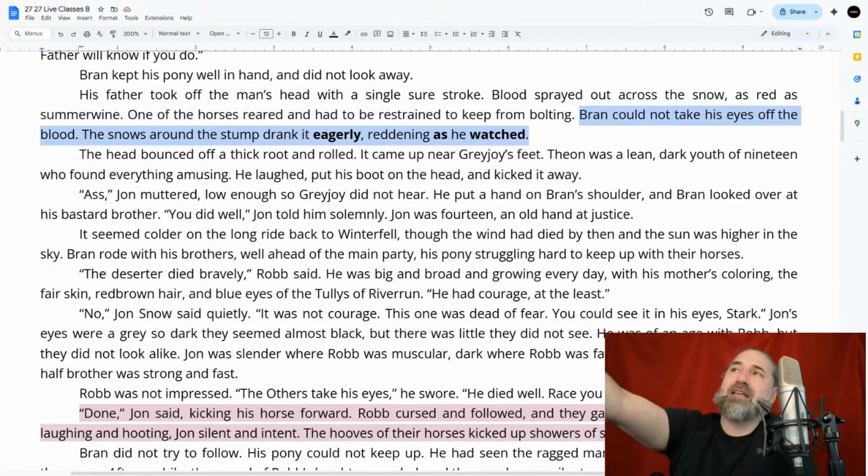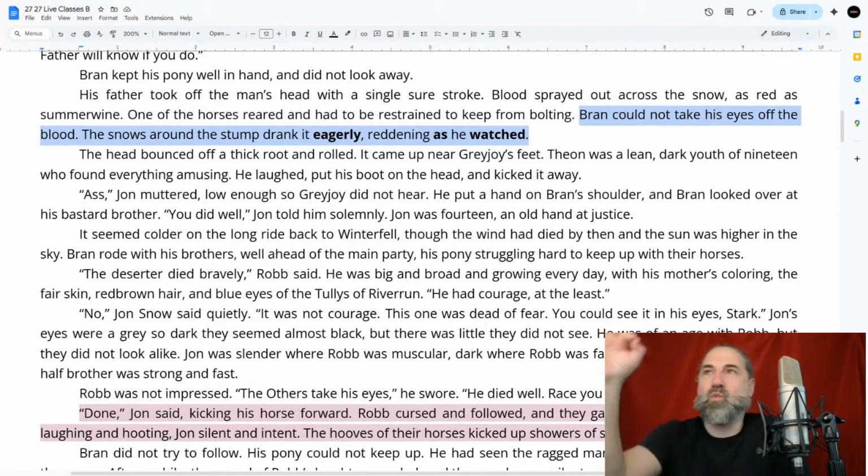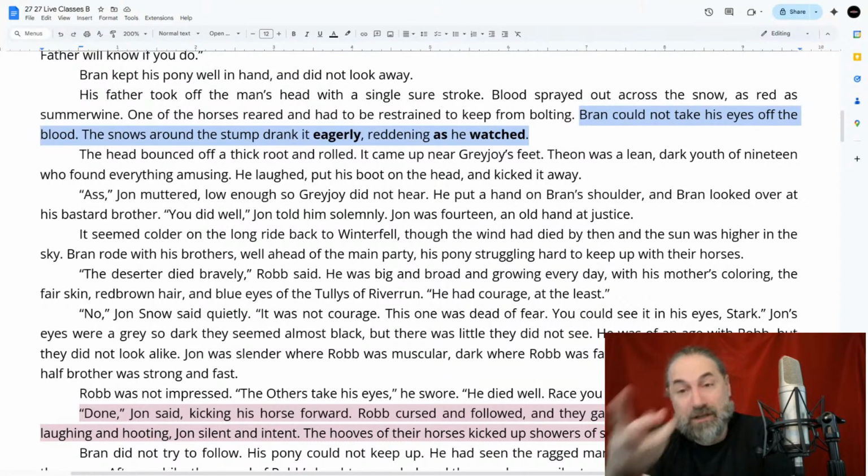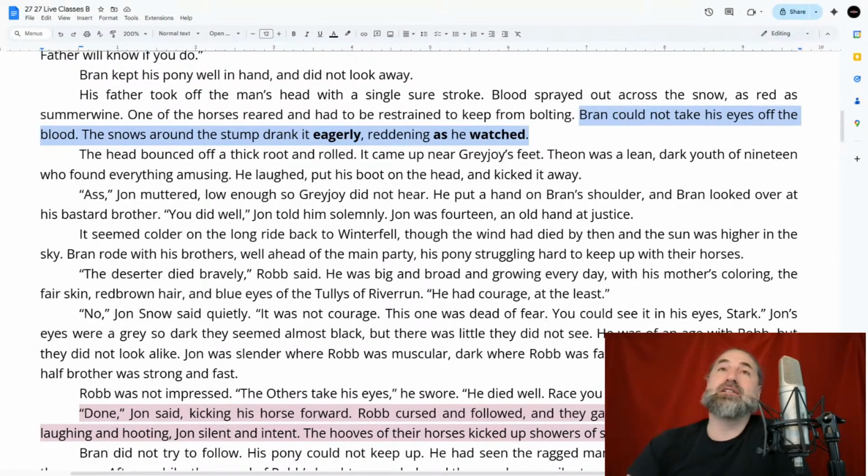Bran could not take his eyes off the blood, right? And reddening as he watched. But the reason I feel it works here is because it is the after effect. So he couldn't take his eyes off, and then after the thing happened, he's like, oh wow, I can't stop watching the blood either.